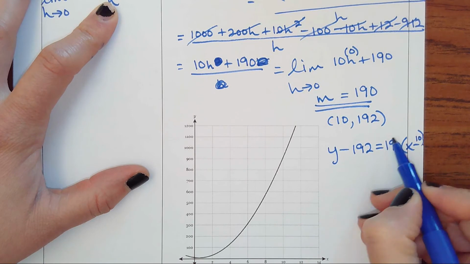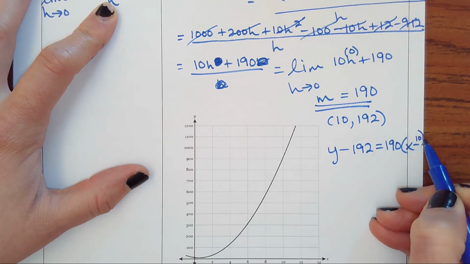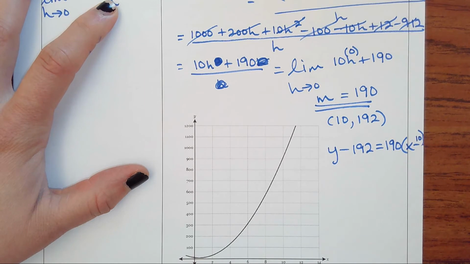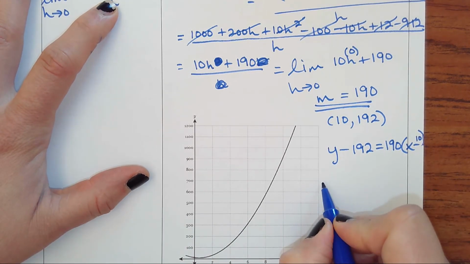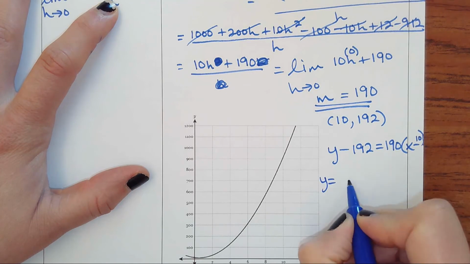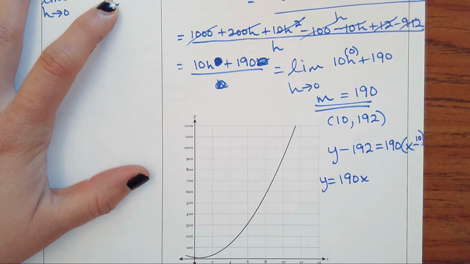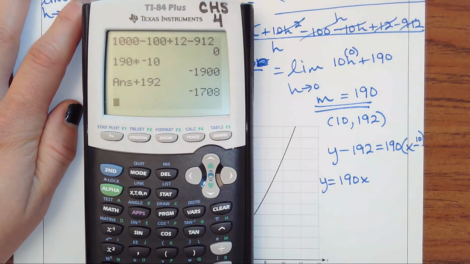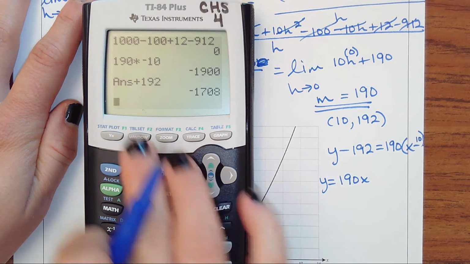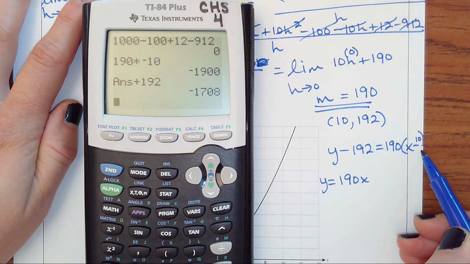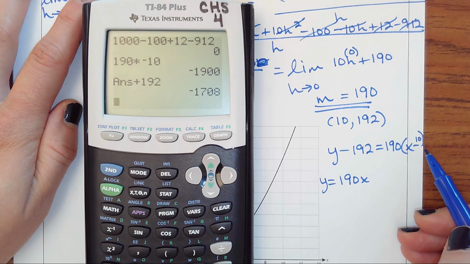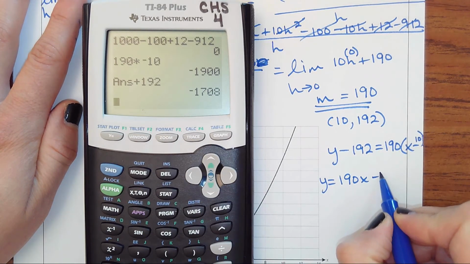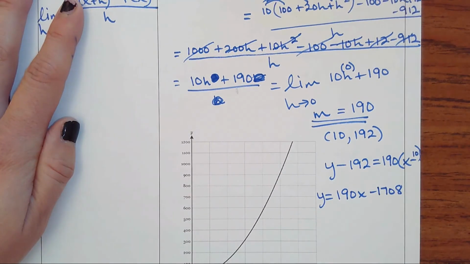You could distribute the 190 to the x and the 190 to the negative 10 and then add 192 over. You could do that, but you don't have to. What that would be is, let's see, that'd be 190x, 190 times negative 10, and then add 192 to that. I'm showing you this because I want you to have a good visual of what's happening. Did I do that right? 190 times negative 10, and then you would add the 192 over. That's really the y equals mx plus b form.